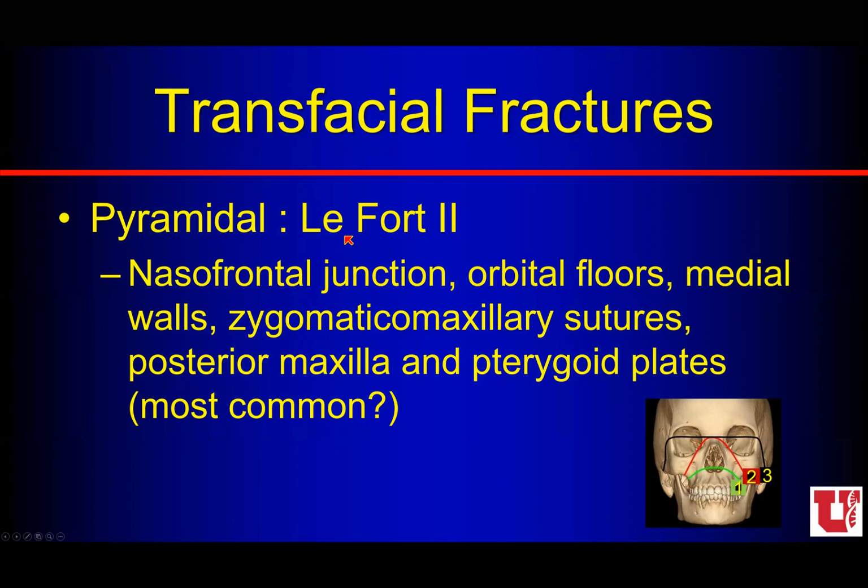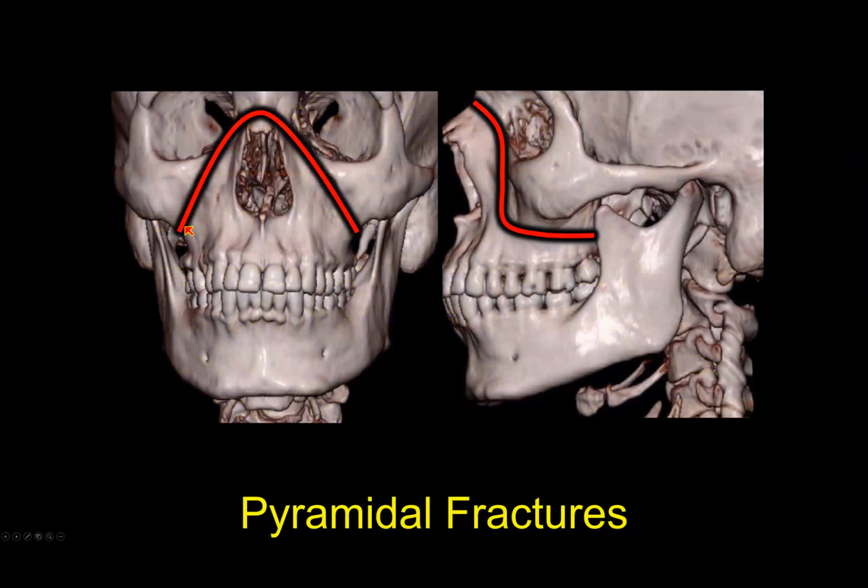So next is the pyramidal, or the Lefort type 2. So here we're including the nasofrontal junction, but also the floors of both orbits and the medial walls, as well as the zygomaticomaxillary sutures and the posterior maxilla. And again, they all involve the pterygoid plates, and the Lefort type 2 is often described as the most common. It's pretty rare to see these in isolation, but here in red, we see what's thought of as the pyramidal fracture, or Lefort type 2, here in the anterior and the lateral view on this 3D reconstruction surface rendering.